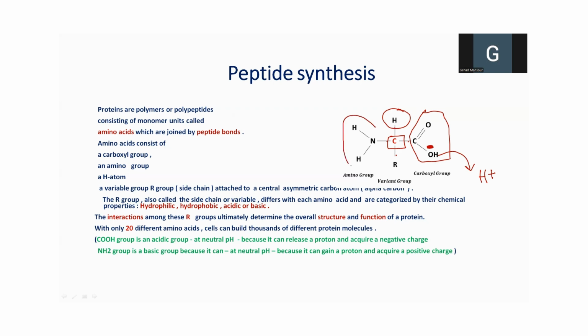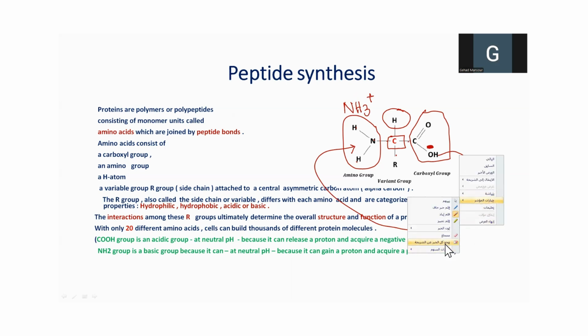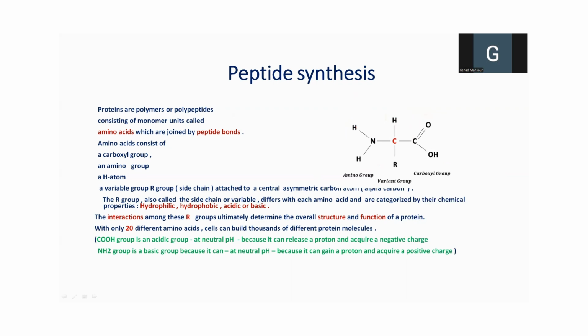And on the other side, we have the amino group NH2. At a particular pH, that proton that has been lost by the carboxylic group might be gained by the amino group, which will then be converted into an ammonium group. But up till now, we will look at the amino acid in its simplest form without focusing on the changes that occur in a solution.